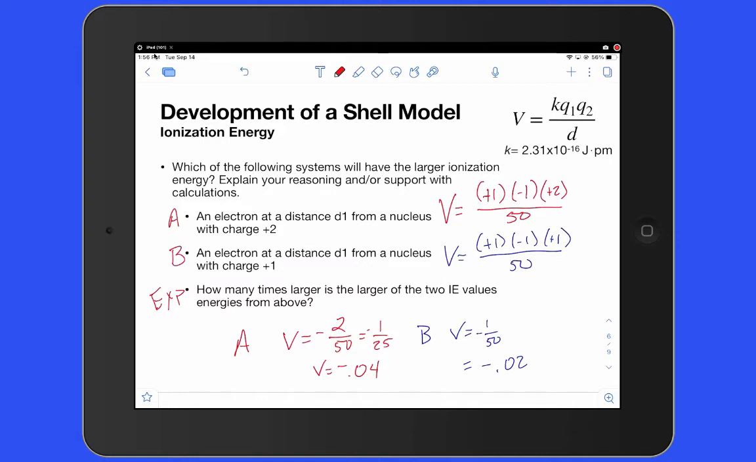V is the potential energy. That's what's telling us what the actual attraction or repulsion is. So when I say V is equal to negative 0.04, that's saying the potential energy, based on the numbers I plugged in, is negative 0.04. Negative is an attraction. That attraction is worth 0.04. For B, the potential energy was negative 0.02, meaning it's attraction with a value of 0.02.